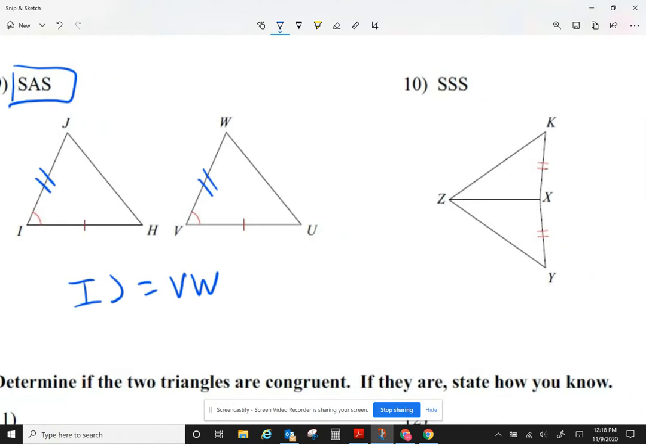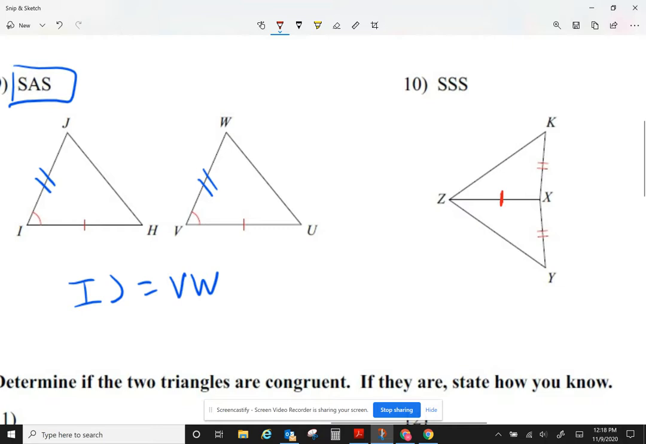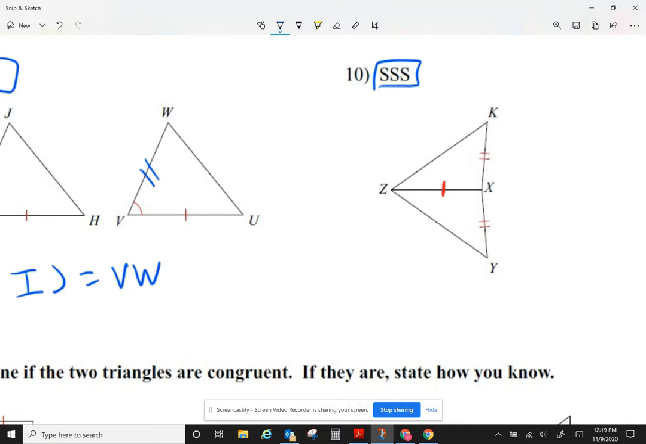Now, question number 10, I see that each triangle only has one side marked. However, technically, this side is given. Remember, I mentioned earlier that when a side is used by two triangles, that side is given. So technically, that was marked. Now, let's see, what am I missing? I need three sides marked. I'm supposed to have all three sides marked on each triangle.